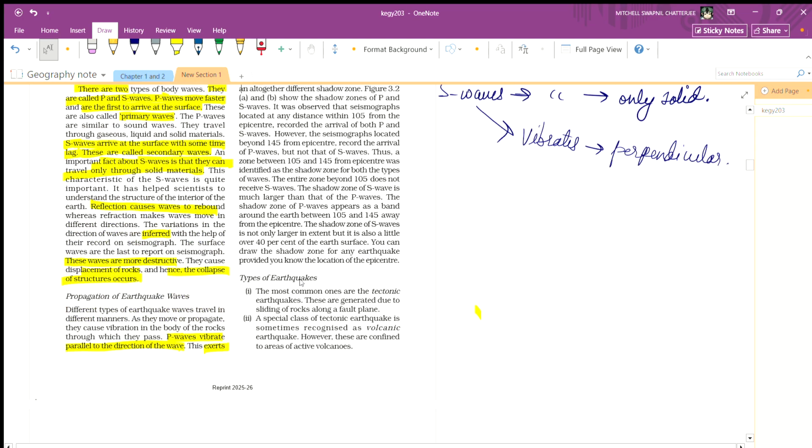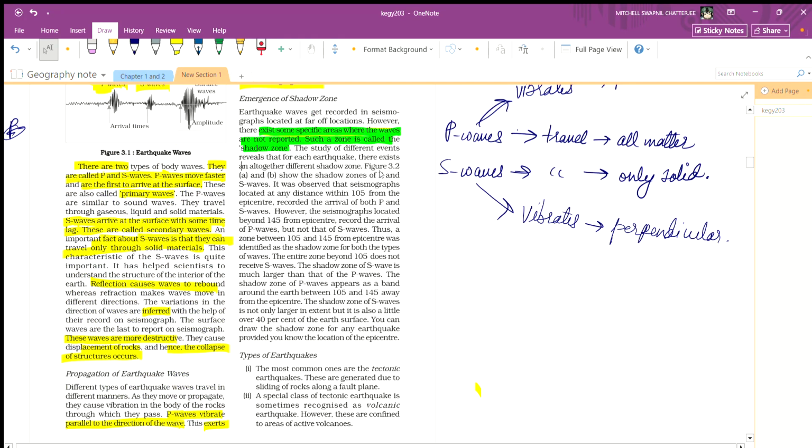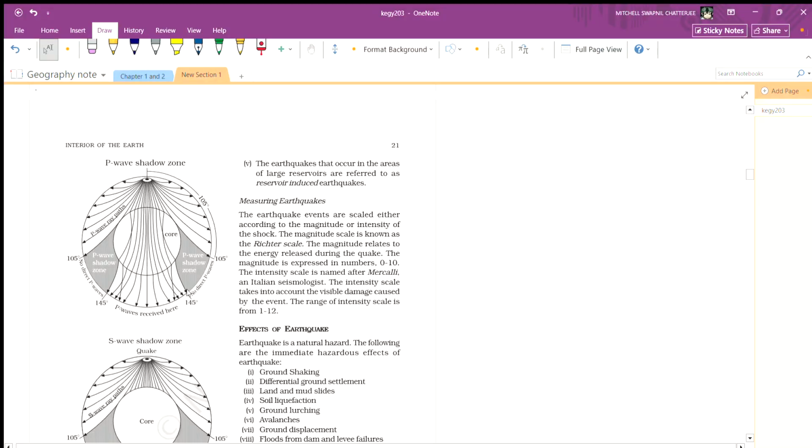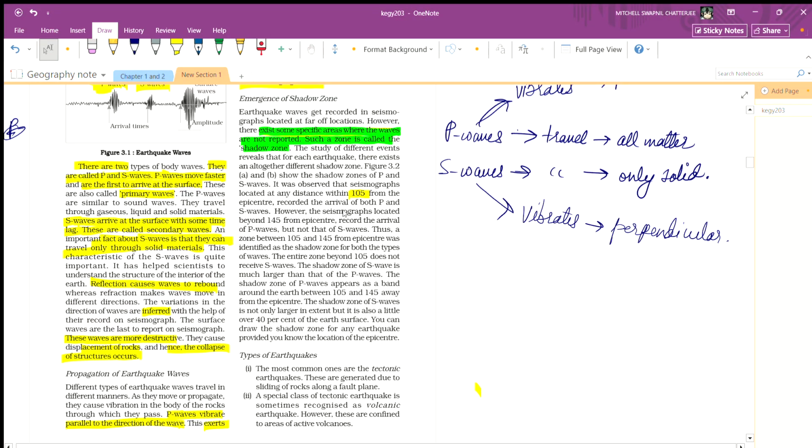It is observed that seismographs located at any distance within 105 degrees from the epicenter record the arrival of both P and S waves. However, seismographs located beyond 145 degrees from the epicenter record the arrival of P waves, but not of S waves.